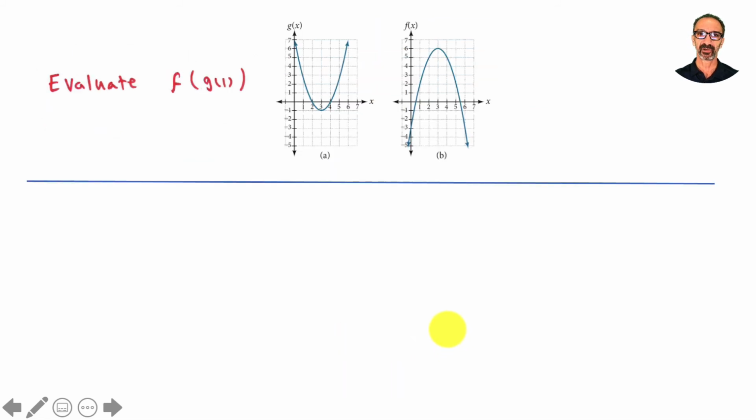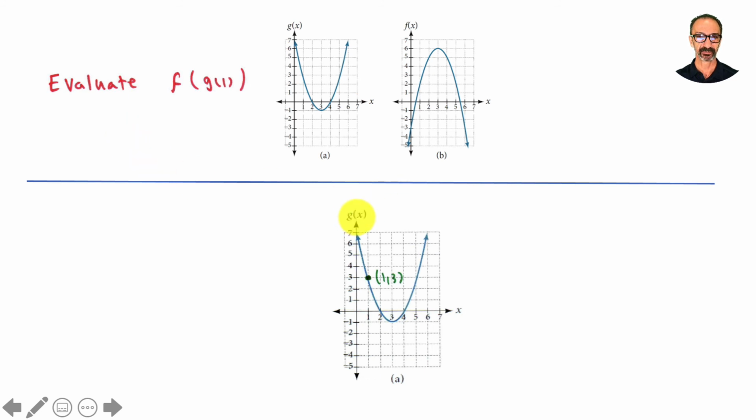Evaluate f of g of 1, and I have two graphs. One of them is f and the other one is g. So first we're going to locate 1, go to the graph of g, which is the first graph, locate its output, take that as an input in the function f. Let's take a look.